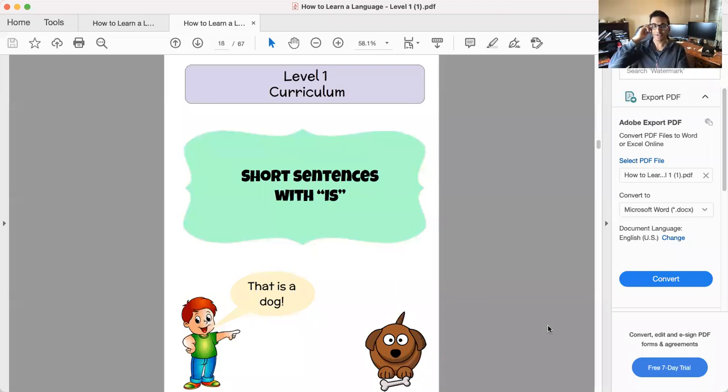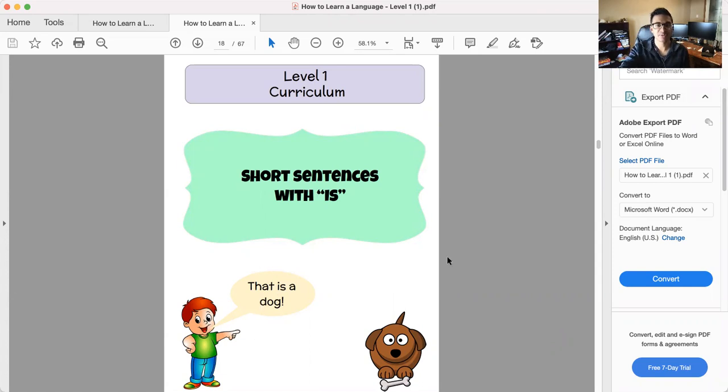Okay, so we're currently in the level 1 curriculum, and we'll take up from where we left off last time. Last time we left off here with short sentences using the word is, for example, looking at things like that is a dog. What you learn while you're going through this step in the curriculum is going to build directly off of what you did previously.